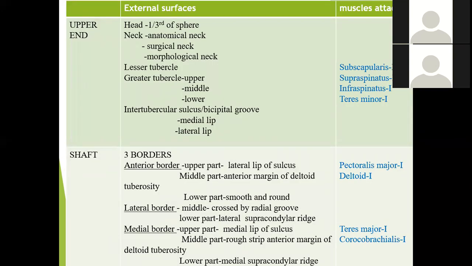So now we are coming to the humerus. Features of the humerus are very easy to understand. The humerus has a head. Next one is the neck, and below the neck we have... in the upper end we have head, neck, then lesser tubercle, greater tubercle, and between the two tubercles we have a sulcus called the intertubercular sulcus or bicipital groove. Okay, so these are the structures present in the upper end: head, neck, lesser tubercle, greater tubercle, and intertubercular sulcus. That's all.